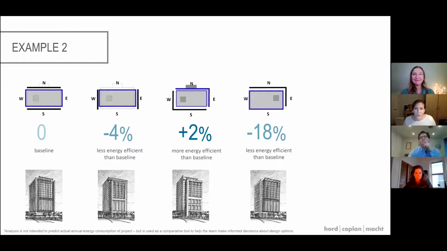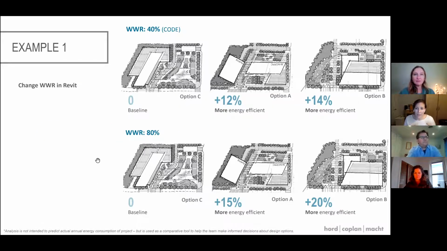I have one question. So you said that you went back into Revit and changed the window-to-wall ratio. Is that the setting in the model that's talking about window-to-wall ratio, or did you change the physical amount of glazing in that model?